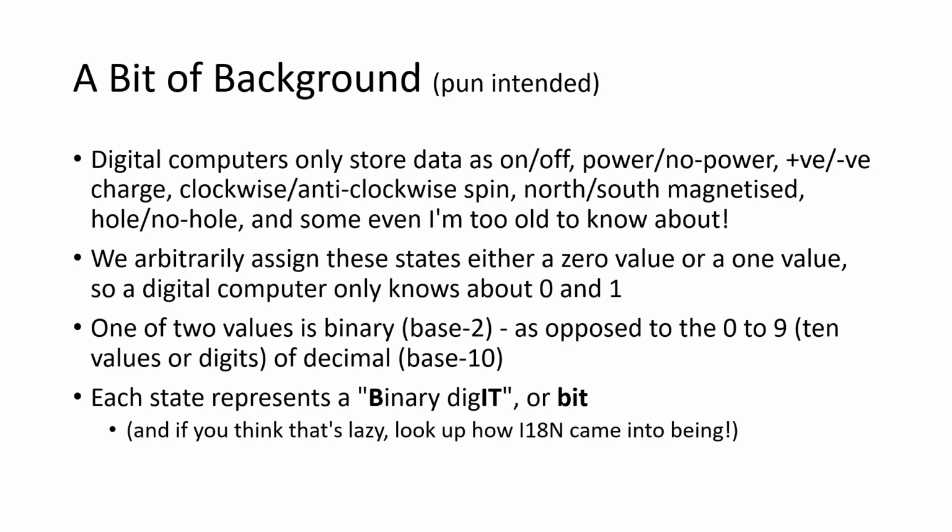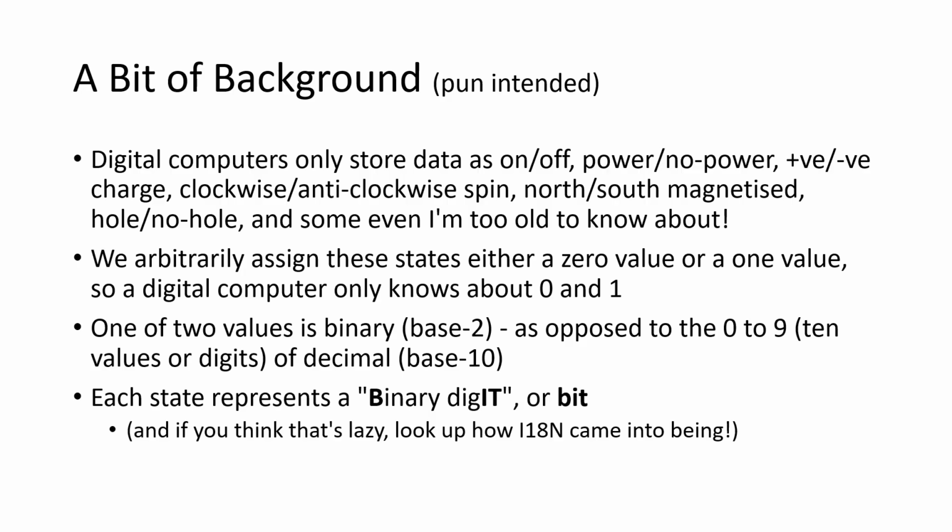Digital computers store data as on-off, powered up, powered down, positive, negative charge, whatever way you want to look at it, hole, no hole in punch cards if you're that old. So they have one of two states. It's on or it's off. And a digital computer arbitrarily assigns those states the value of 0 or 1. So digital computers only know about zeros and ones.